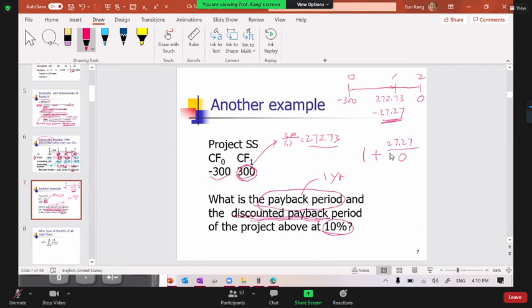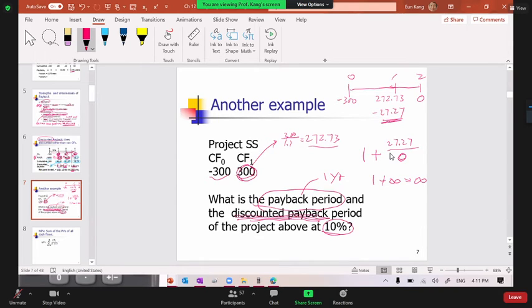As I said, if you divide 1 by 0.1 is what? 10. 1 divided by 0.01 is what? 100. 1 divided by 0.001 is 1,000. 1 divided by 0.0001 is what? 10,000. So as long as the denominator is getting smaller, the number becomes bigger. And when it goes to zero, then what? It's infinity. So 1 plus infinity, that is what? Infinity. You can never get your money back. So payback period is infinity.